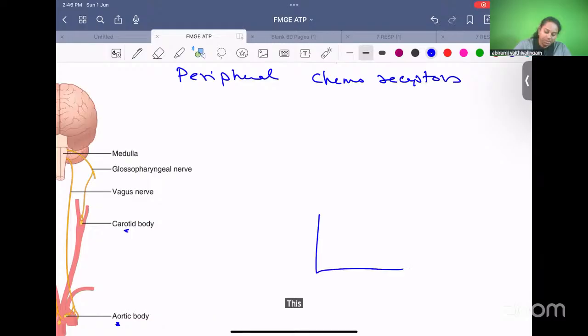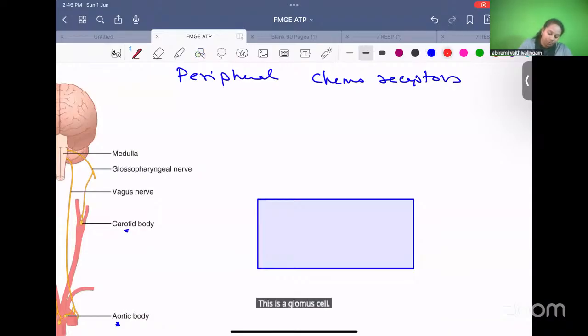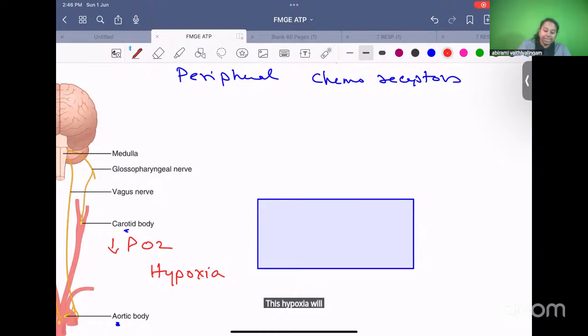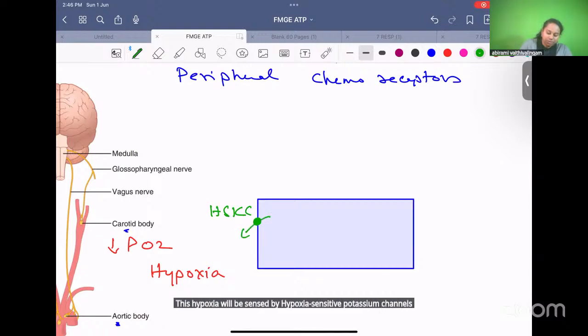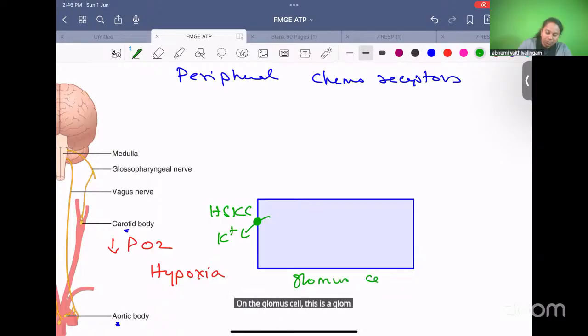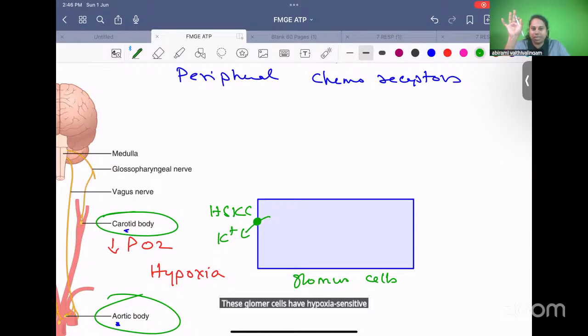This is a glomus cell. Whenever there is a fall in the partial pressure of oxygen, it means there is hypoxia. This hypoxia will be sensed by hypoxia-sensitive potassium channels, through which potassium goes out. Glomus cells are present on the carotid body and aortic body. These glomus cells have hypoxia-sensitive potassium channels which will sense hypoxia. So whenever there is hypoxia, this channel will close.